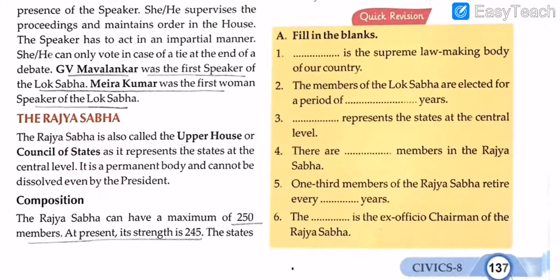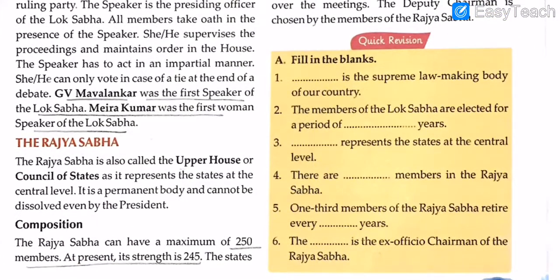The Rajya Sabha is also called the upper house or Council of States, as it represents the states at the central level. It is also a permanent body and cannot be dissolved even by the president. No matter how many people leave, it does not matter. As for the composition, the Rajya Sabha can have a maximum of 250 members, while we know the other house has 552. At present, it is 245.